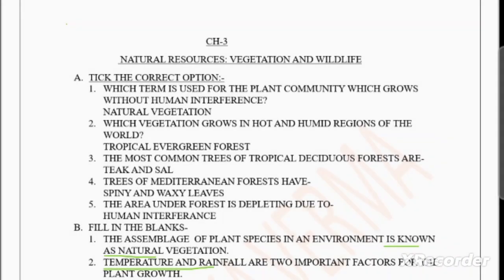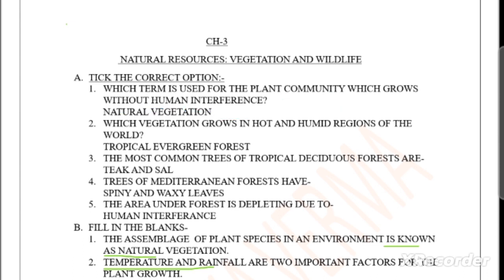We're going to do class 8, chapter 3, natural resources, vegetation and wildlife. You'll get all the answers over here. So first we start with: take the correct option. Which term is used for the plant community which grows without human interference? And that we all know is natural vegetation, right?